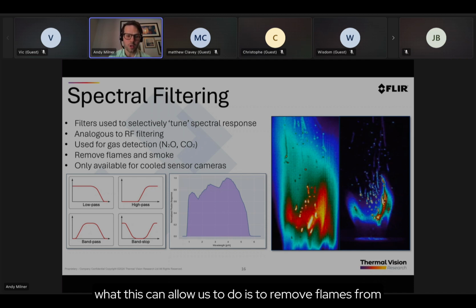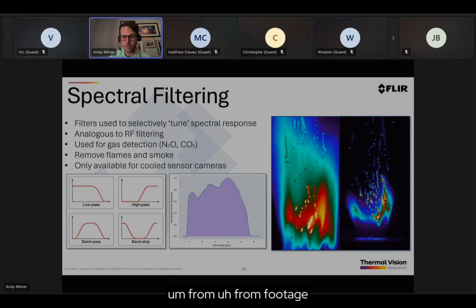And what this can allow us to do is to remove flames from footage, as it has on the right hand side there. So if you want to visualize more the particulates within a flame, or if they're obscuring something behind it, we can remove them from the picture.